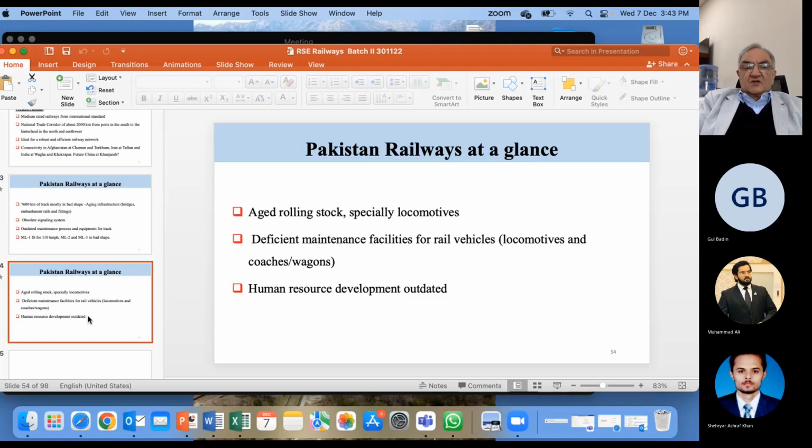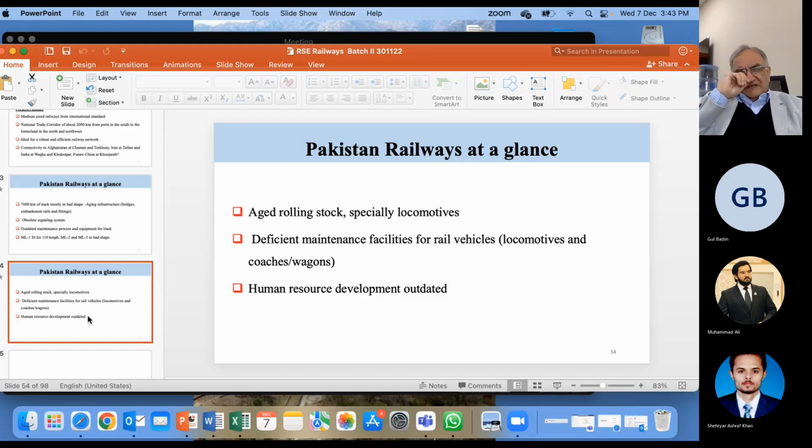Then, as I said, deficient maintenance facilities. That was in the track. This is for locomotives and coaches and wagons. We have not developed these facilities. We have the know-how to do it, but somehow deferred maintenance on the track, deferred maintenance on the locomotives, deferred maintenance on the rolling stock, and deferred maintenance on the human resource. ये कहानी है रेलवे की.